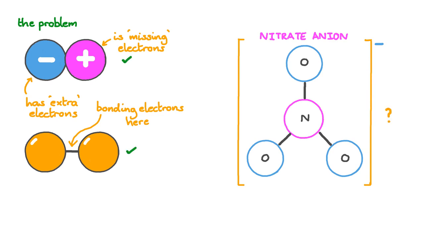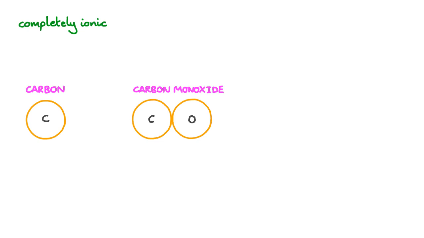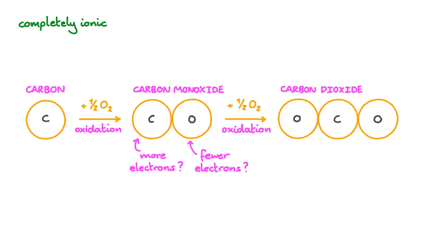It's easy enough keeping track of electrons when we're dealing with purely ionic or purely covalent bonding, but what if we have a mixture? It would help to have a simple system that will keep track of electrons in all circumstances. This is a carbon atom. A carbon atom can react with an oxygen atom to produce a molecule of carbon monoxide. This is clearly an oxidation reaction, since we're adding oxygen to the carbon. And carbon monoxide can undergo a further oxidation to form carbon dioxide. But what's not clear from this is which atoms have more electrons than normal and which have fewer.